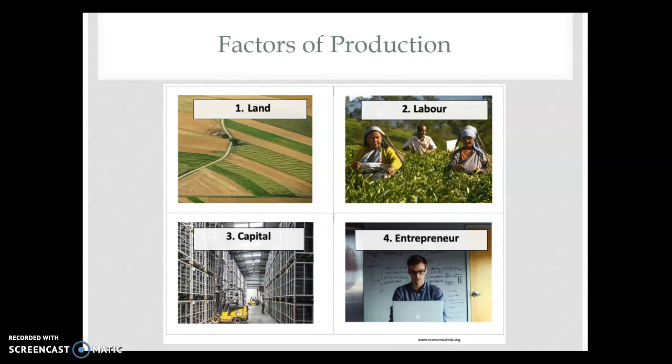The last factor of production is enterprise, and this is our entrepreneur who comes up with business ideas, takes some risks to set up a business, and then they combine the land, labour and capital and make all of that work to produce a product. So the four factors of production are land, labour, capital and enterprise.